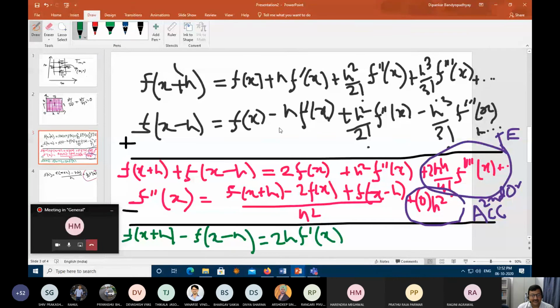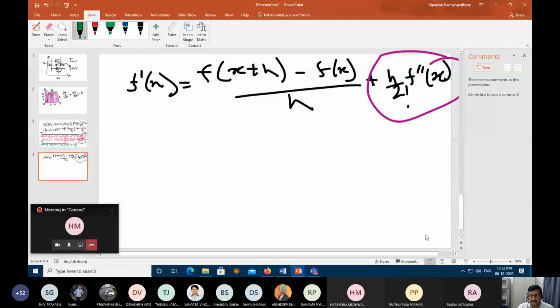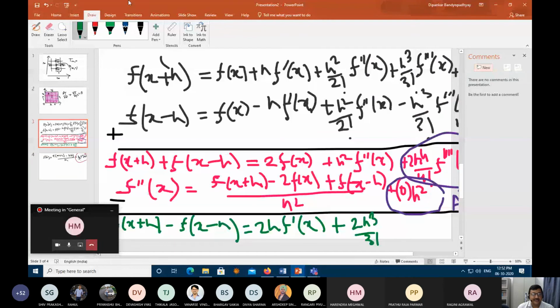Since I am doing a minus operation, this becomes plus 2h into f dot x. Since this is minus, this one goes away. And then I will have what? 2h cubed by 3 factorial into what? Because this minus will become plus, this will become minus. So I will have f triple dot x.